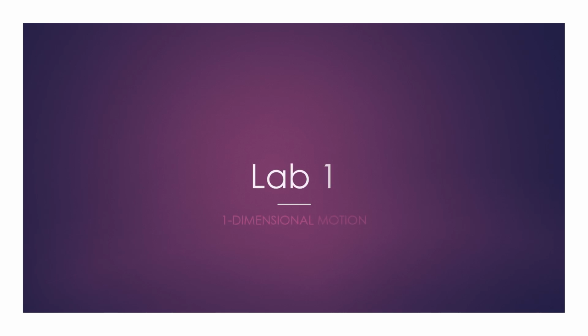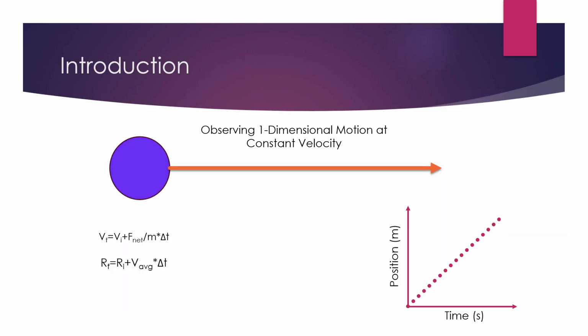This is Lab 1 for Physics 1, dealing with one-dimensional motion. The purpose of this lab is to observe an object moving in one-dimensional motion at a constant velocity. The principles behind this lab deal with the velocity update and the position update formulas. Due to our assumption of constant velocity, however, net force is 0, making our velocity update obsolete. Therefore, V average equals V initial.